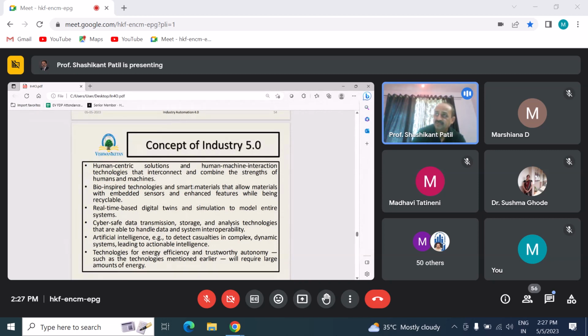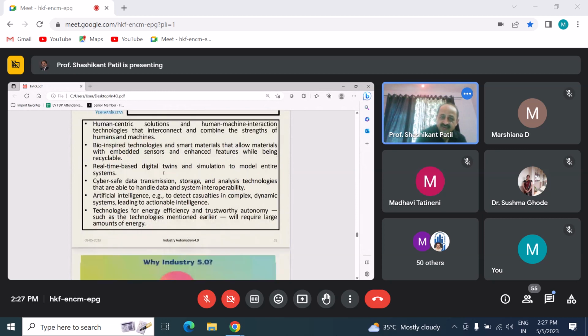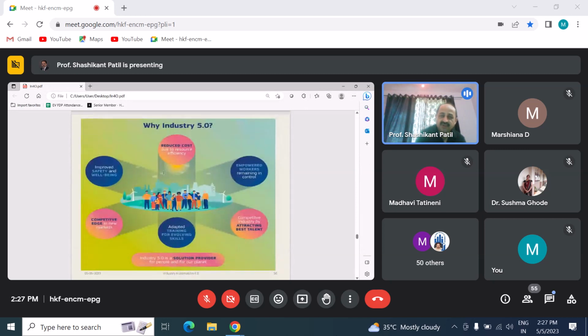Means systems, if business model change, technologies are changing, it will easily adaptable. Then introduction of AI to detect casualties in complex dynamic systems, leading to actionable intelligence. Okay. Then Industry 5.0 also believes in the technologies for energy efficiency, reliability, trustworthiness, autonomy, such as technologies mentioned earlier, and that will require large amounts of energy. So this is the overall concept. Okay, but at the topmost, human-centric is having top priority.